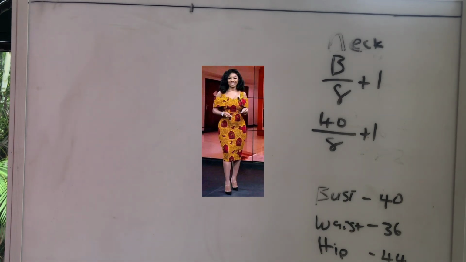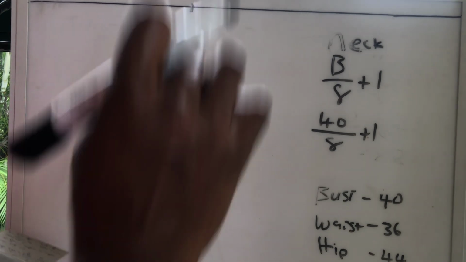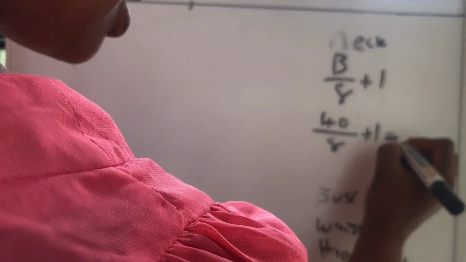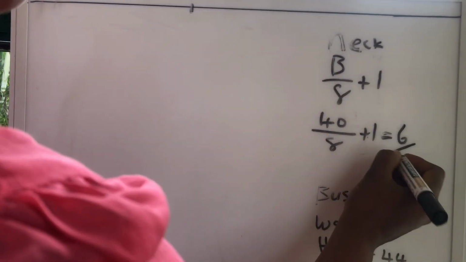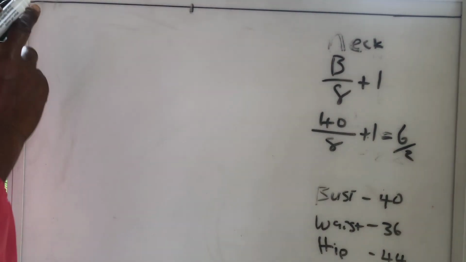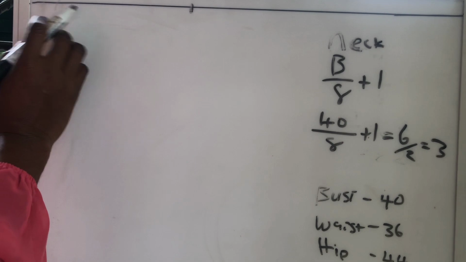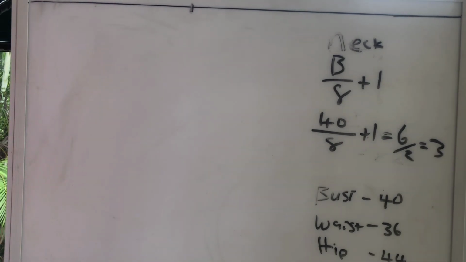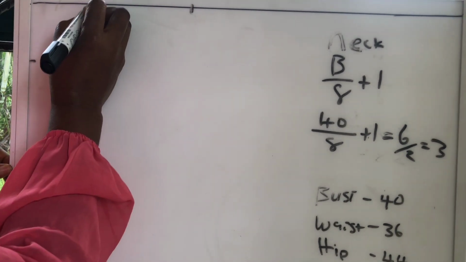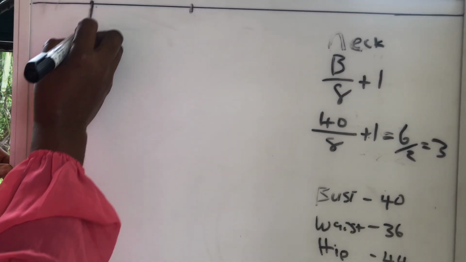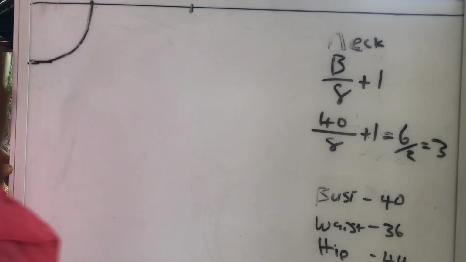So 40 divided by 8 is 5. 5 plus 1 is equal to 6. Now whatever I got, I'm going to divide it by 2. So this person's neck, what I got is 3. That means the neck depth and neck width will be 3 inches. Remember what I said, this is a rough work. We will curve it out nicely.